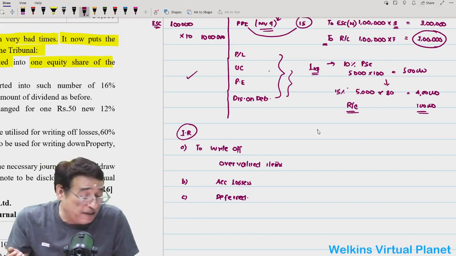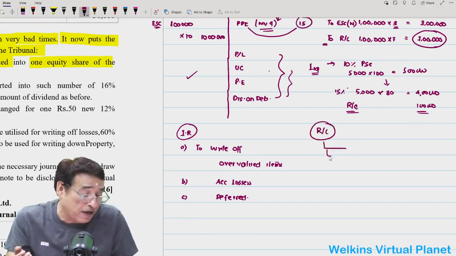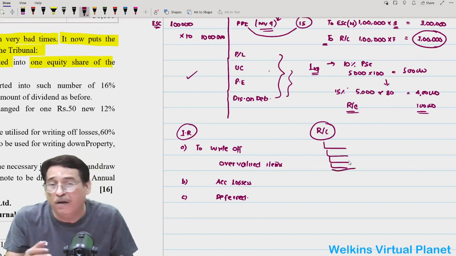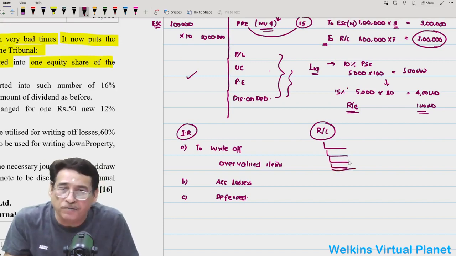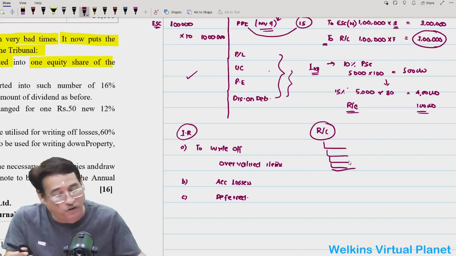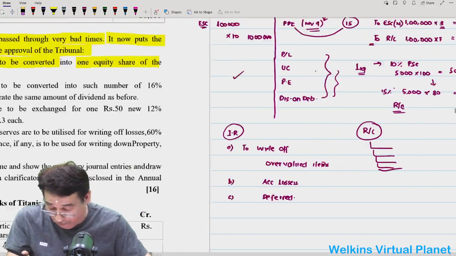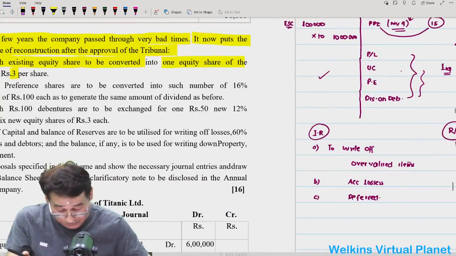Now, the total balance available in the reconstruction account will then be utilized in writing off all such items. Is it clear to you or not? That is the scheme of internal reconstruction. First of all, you need to understand that. Now, we move back to the question.